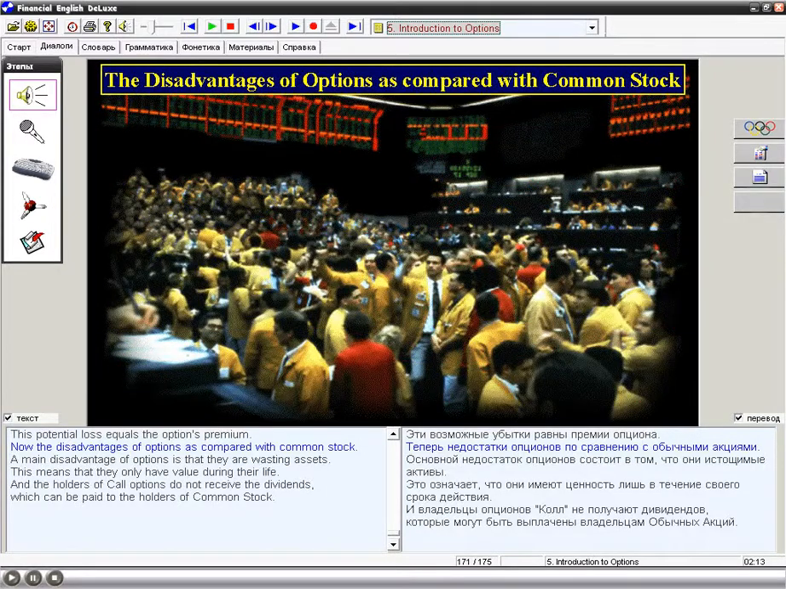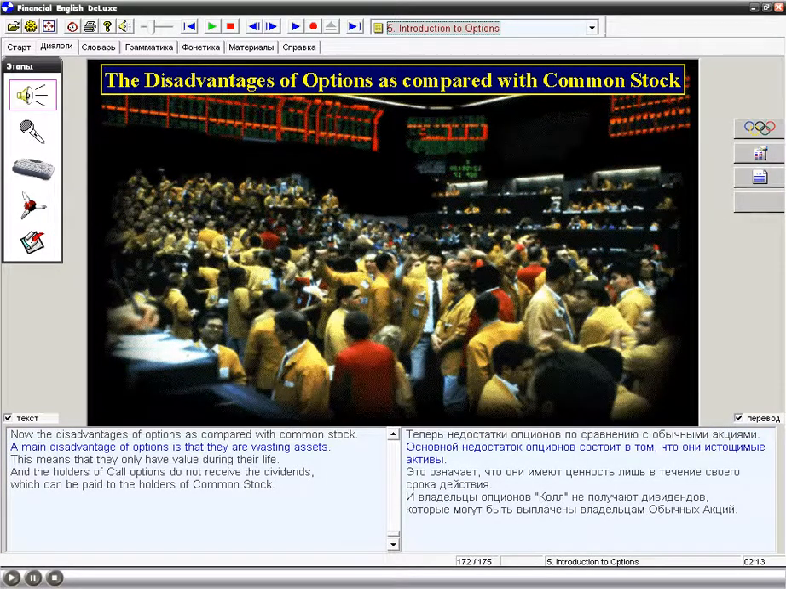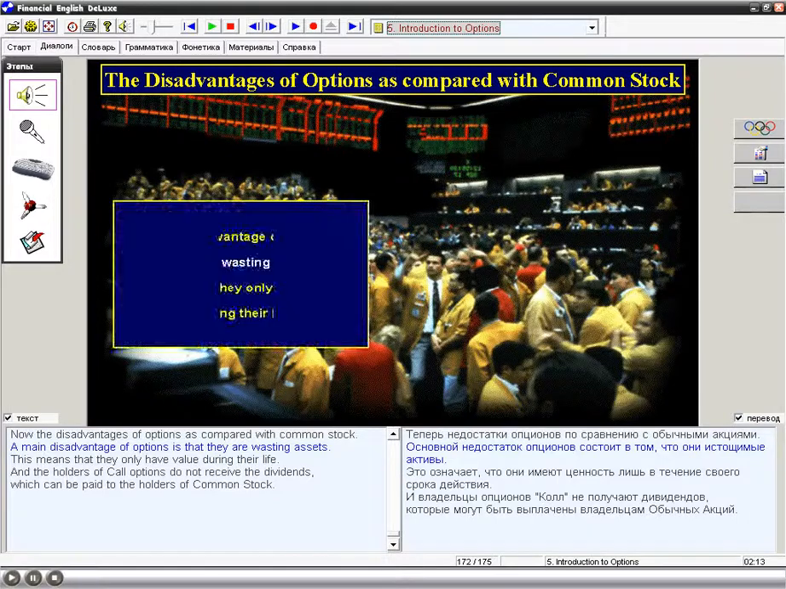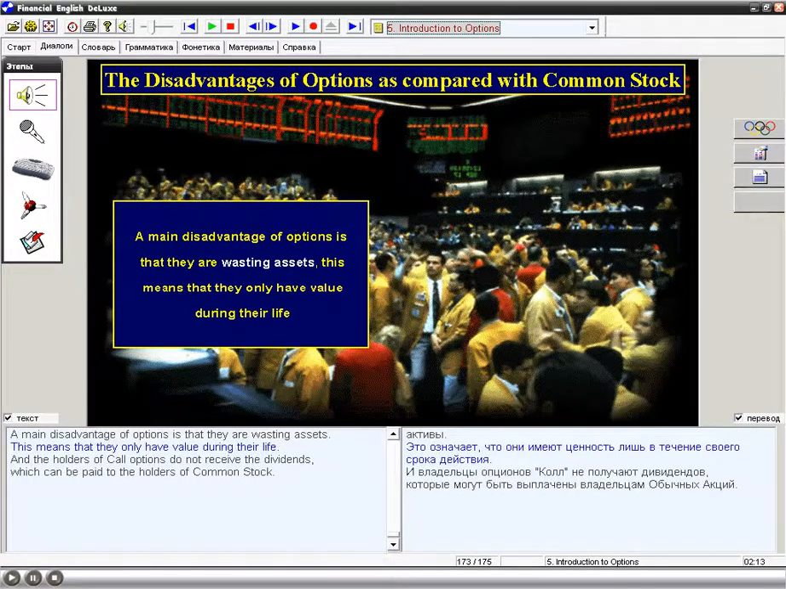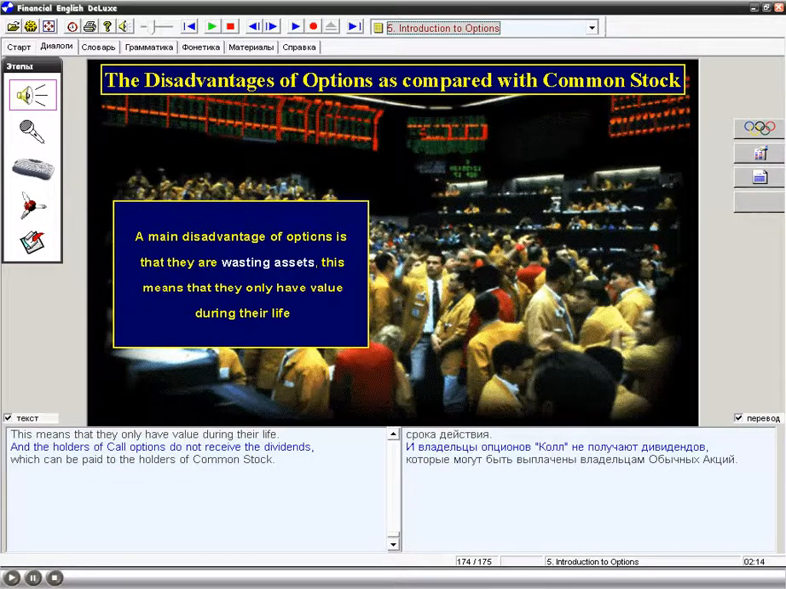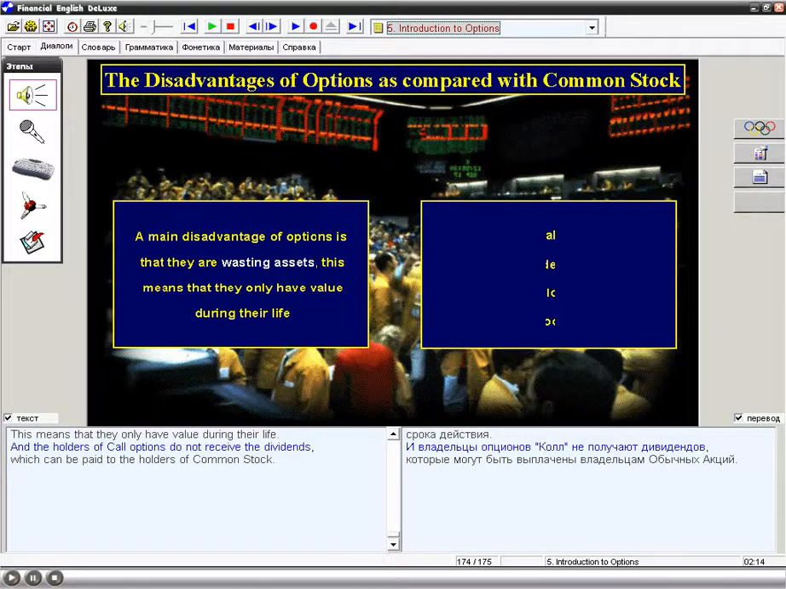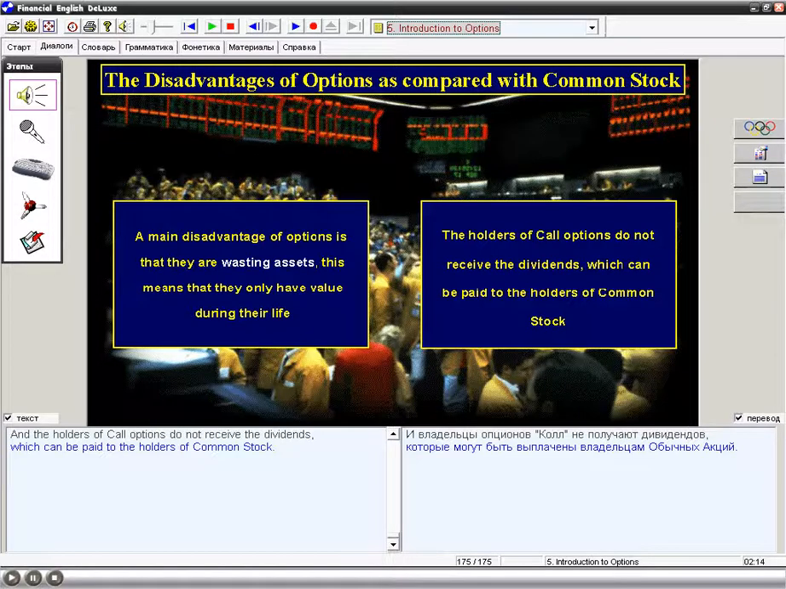Now, the disadvantages of options as compared with common stock. A main disadvantage of options is that they are wasting assets. This means that they only have value during their life. And the holders of call options do not receive the dividends which can be paid to the holders of common stock.